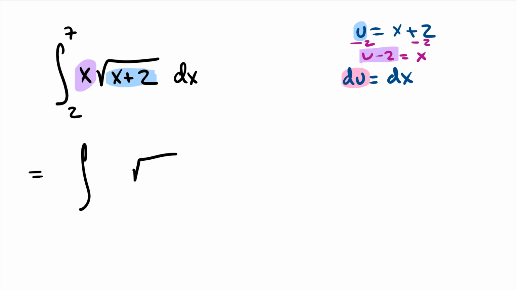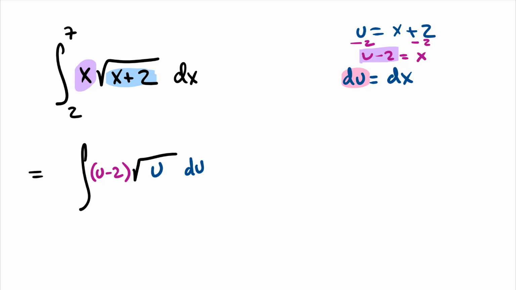So always starting off the same way. Well, the square root of u now, right? That x plus 2 turns into u. And then instead of writing in our x, we put in u minus 2. Now instead of dx, we're going to put in our du. And this is going to be integrable now, or we'll be able to find an antiderivative using the power rule. But let's change our bounds.